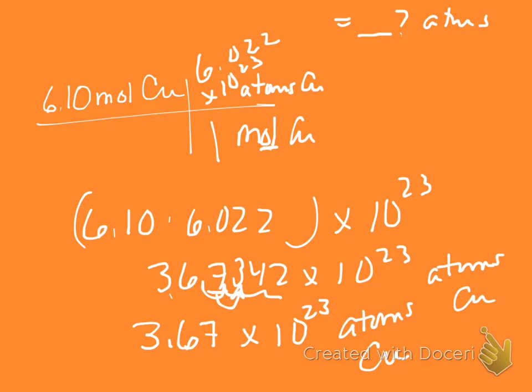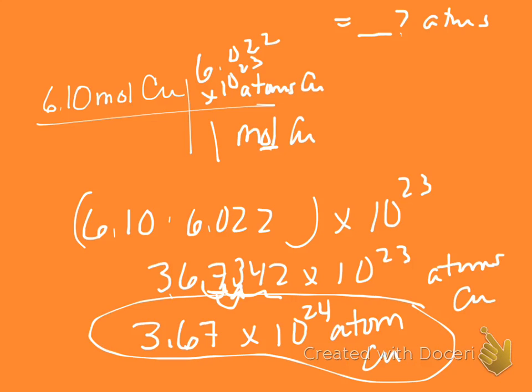What did I? Yeah, thank you. I'm like, no, what did I do wrong? It's right. No, it's not. Thank you. You got to keep your eye on me every minute. I screw up all the time. Okay. 3.67 times 10 to the 24th atoms of copper.